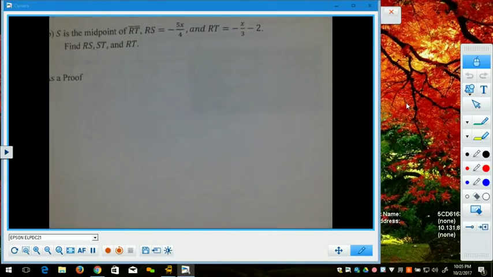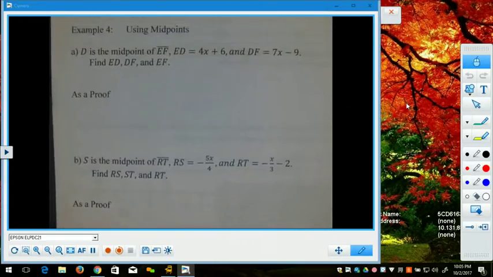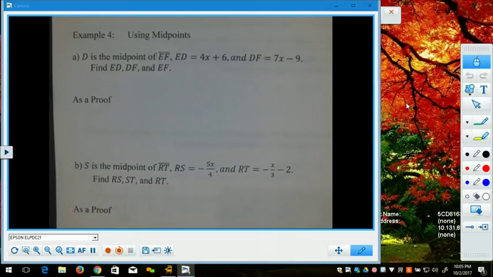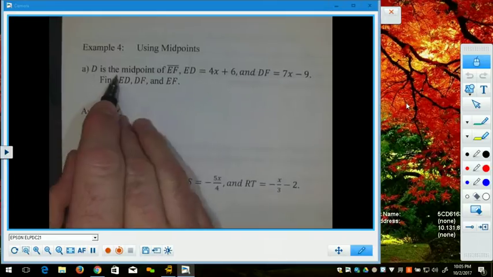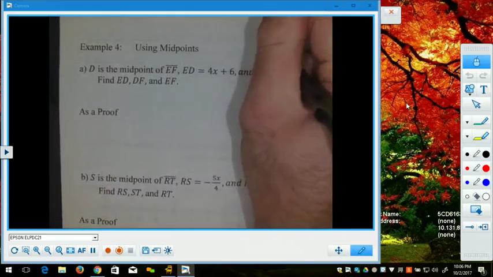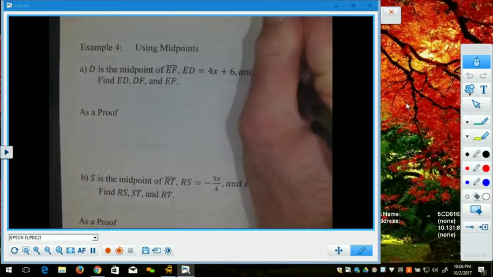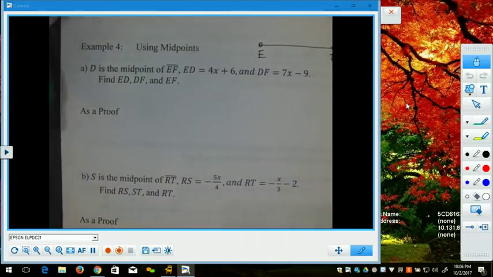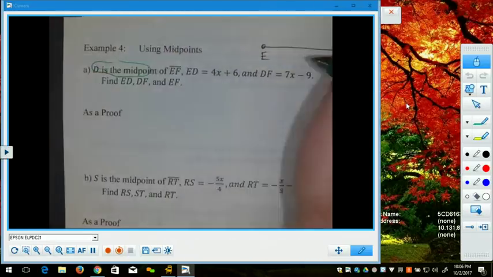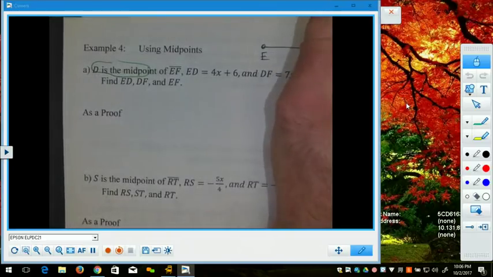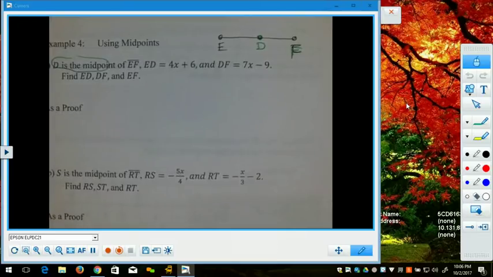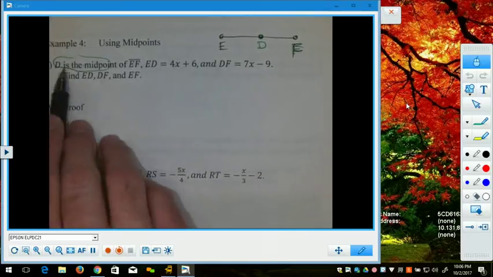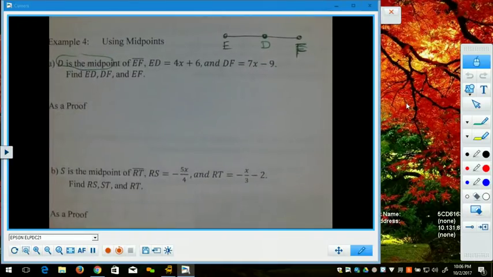Last examples. We're going to look at example 4, using midpoints to set up equations and even to write them as proofs. This time it says D is the midpoint of EF, so I will begin by drawing segment EF, and I will put D in the middle this time. Oh, that's an F, because it says it's the midpoint. If it doesn't say midpoint or bisected, don't do it. If it said D bisects EF, I could do the same thing as if it says D is the midpoint.